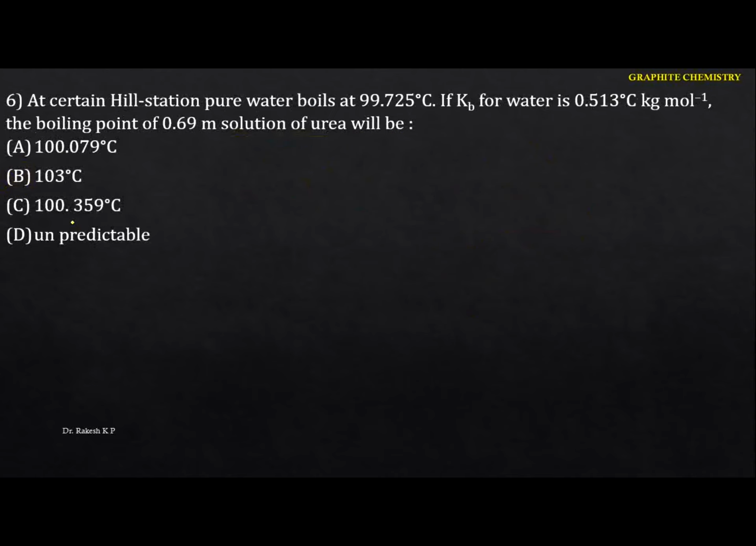At a certain hill station, pure water boils at 99.725 degrees Celsius. If Kb for water is 0.513 degrees Celsius kg per mole, what is the boiling point of a 0.69 molar solution of urea? So let me take this one here. We know the equation for the elevation in boiling point: delta Tb equals i times m times Kb. Urea is a non-electrolyte, hence the i value becomes 1.